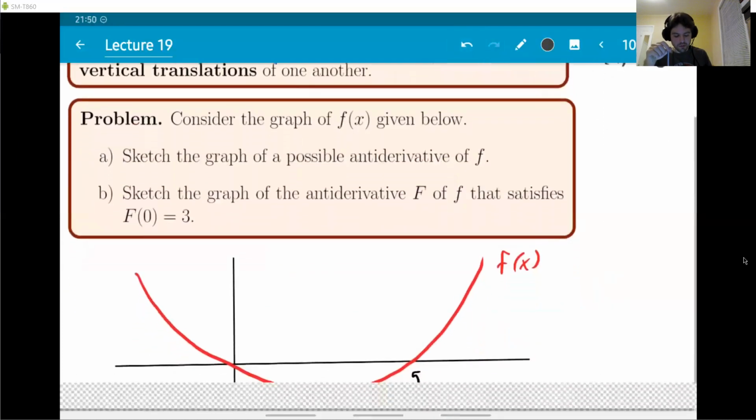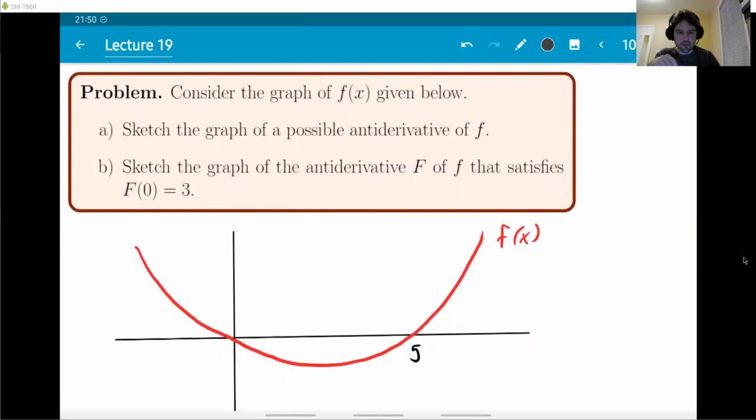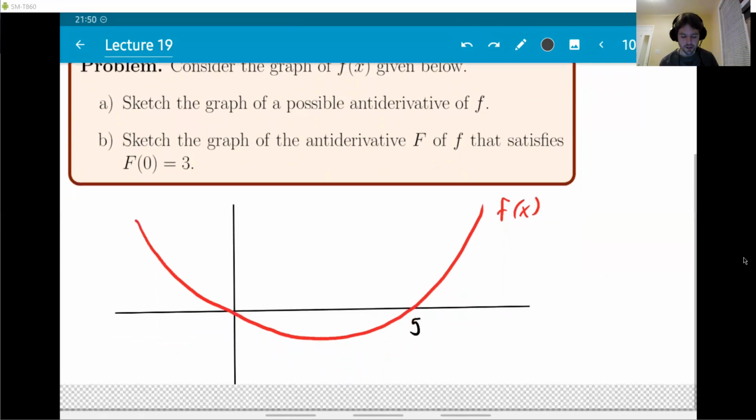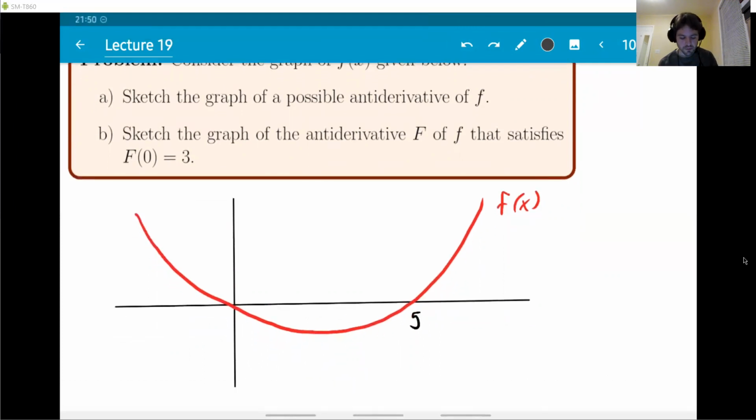So now I have a problem that's similar to problems that we've done before. I'm giving you the graph of a little f function. Item A is asking, sketch the graph of a possible antiderivative. We're going to answer right here on the same graph. So let's focus on A first. I'm going to draw that in blue.